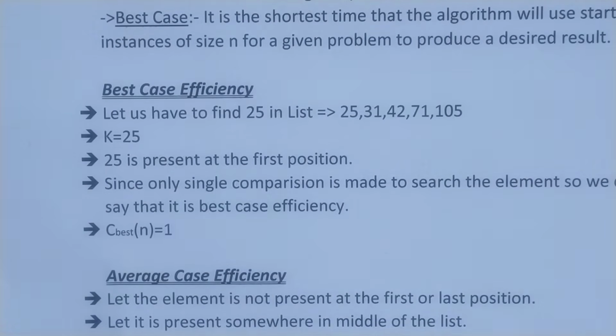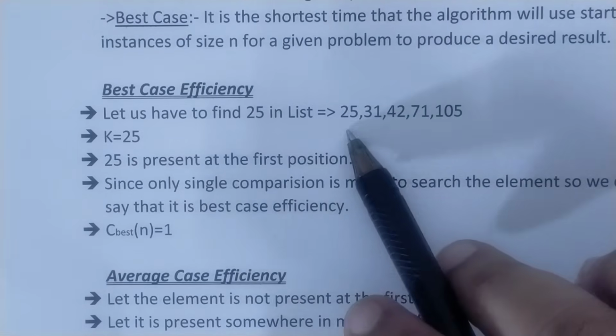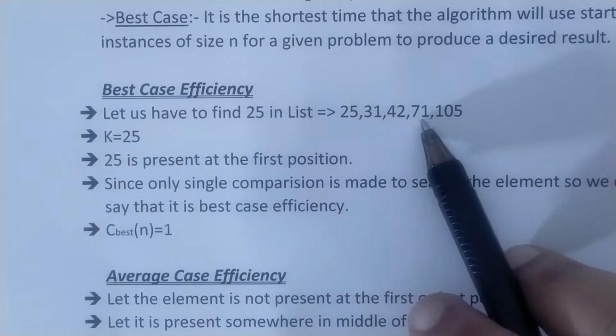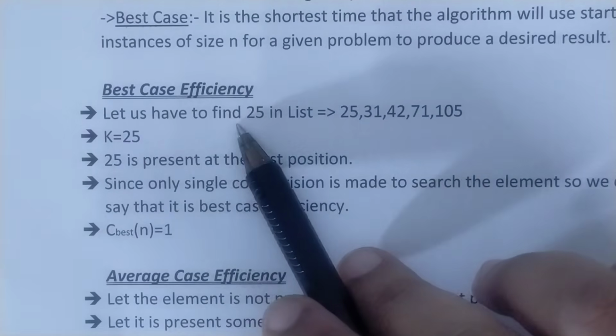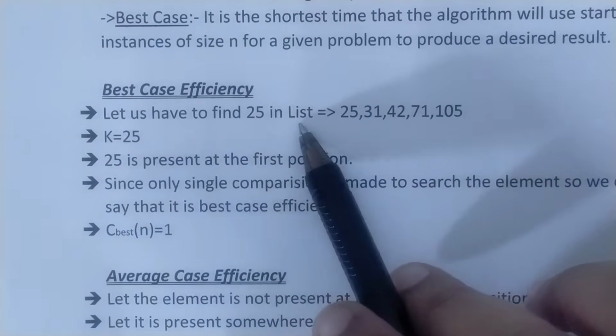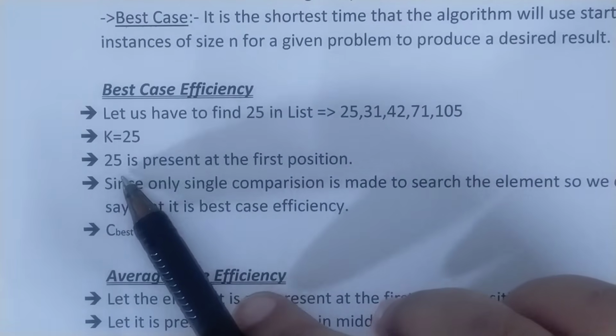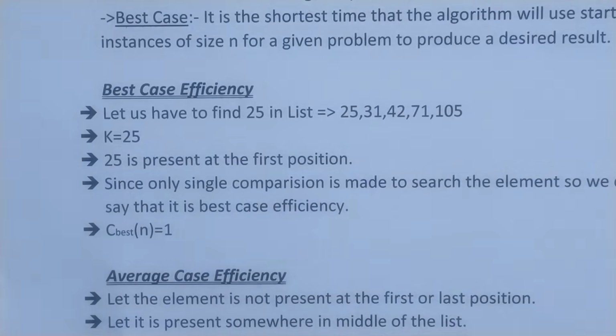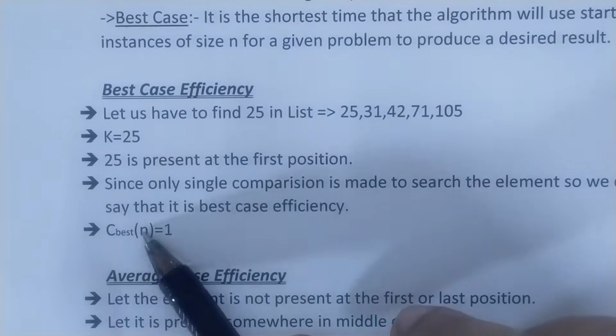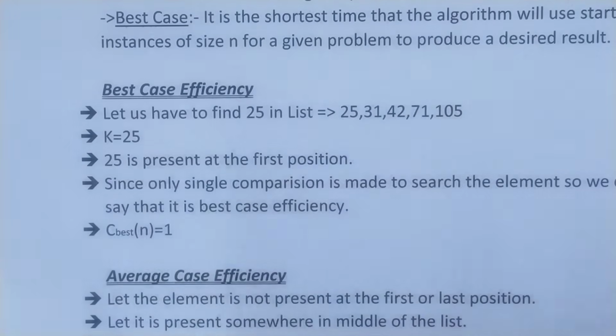Best case efficiency. Suppose we have a list of numbers 25, 31, 42, 71 and 105. Suppose we have to find the number 25 in the list. Here we can see 25 is present at the first position. Since only one single comparison has to be made to search the element, we can say that C best efficiency is equal to 1.